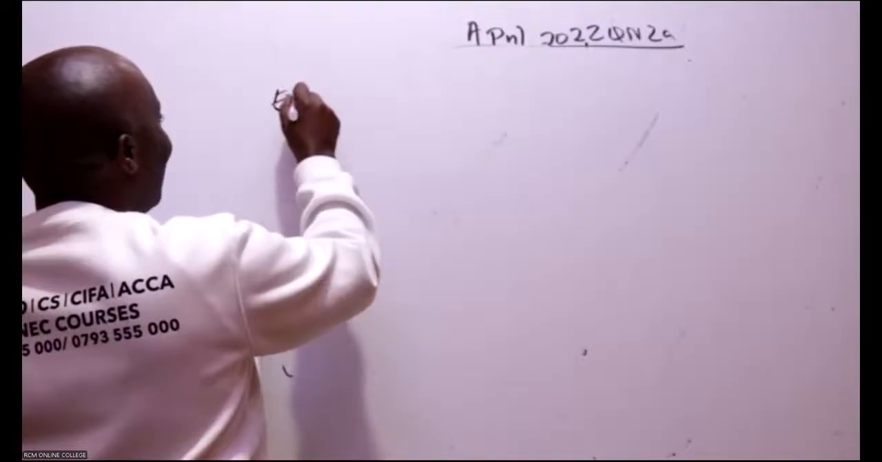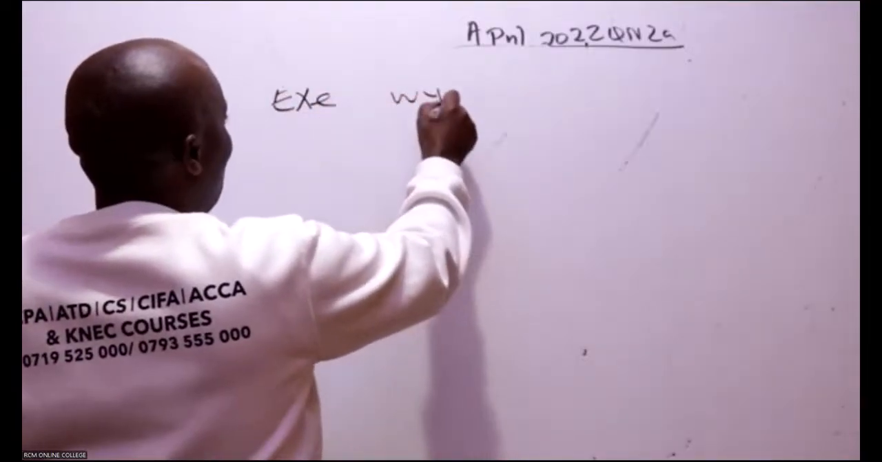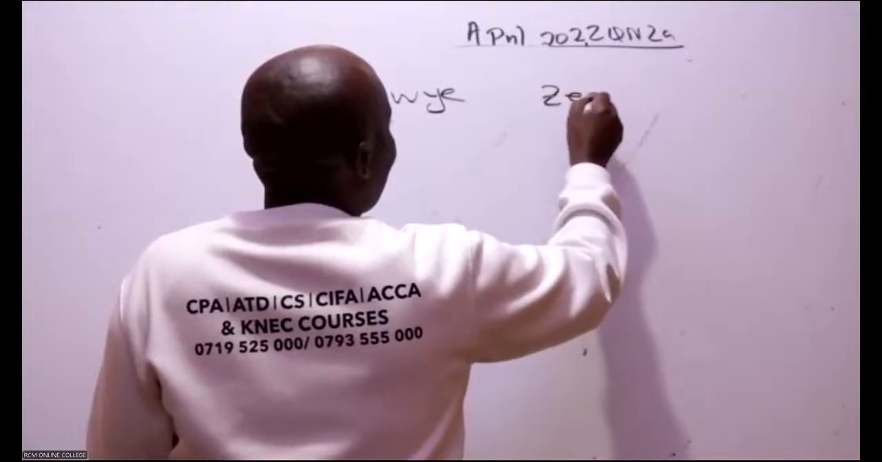So it's throughput. So we have X, we have Y, we have Z.